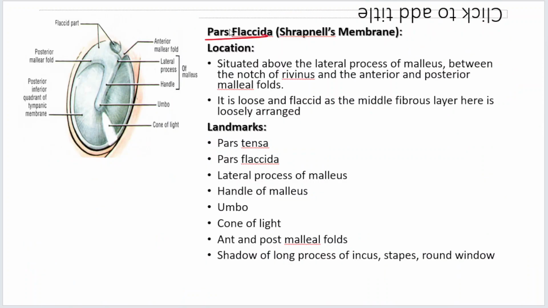Coming to pars flaccida, it's also called Shrapnell's membrane. Pars flaccida is also called Shrapnell's membrane. Location, where is it located? It is located above the pars tensa. What are its boundaries? This part of the bone that is present from here to here. Okay, that is where the external auditory canal is changing into the middle ear in the superior part. That is called the notch of Rivinus.